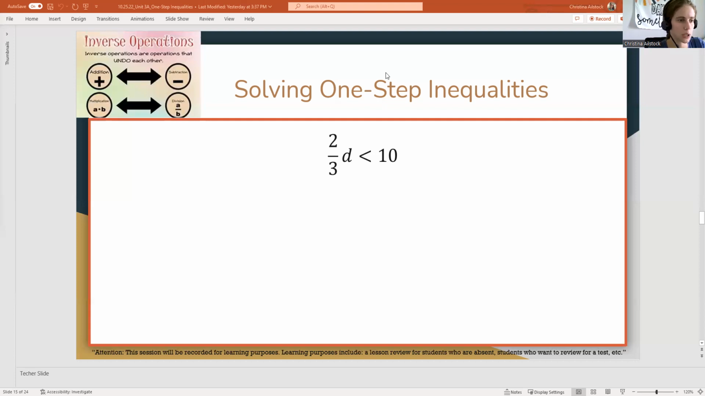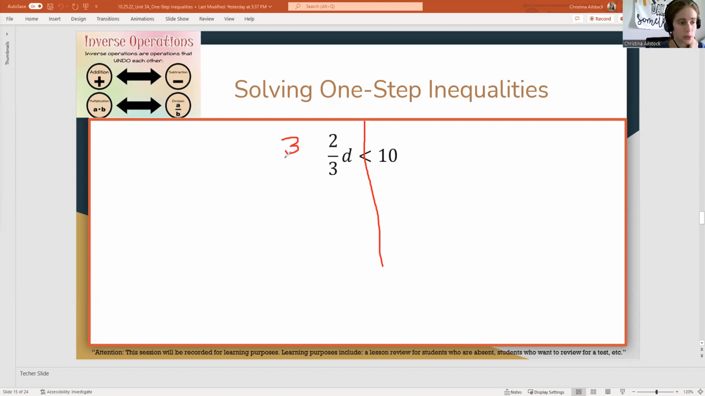So in our problem here, we have 2/3, so we have a full fraction. So 2/3 times d is less than 10. So we can undo that fraction to get our variable by itself by taking the reciprocal.